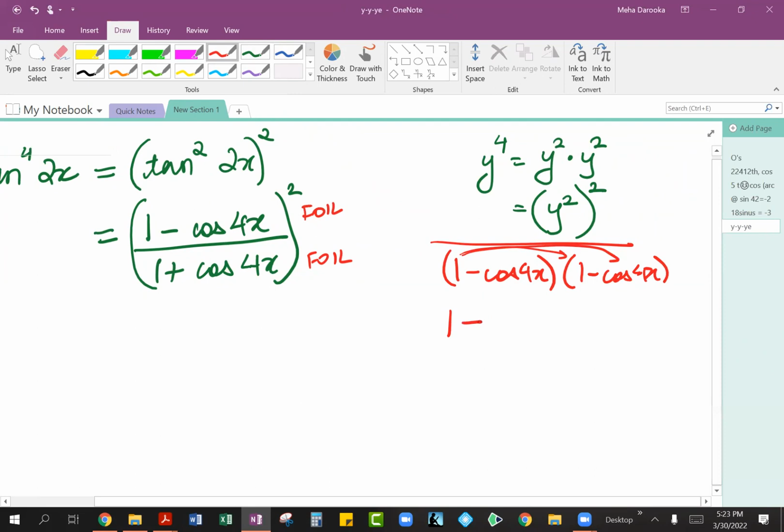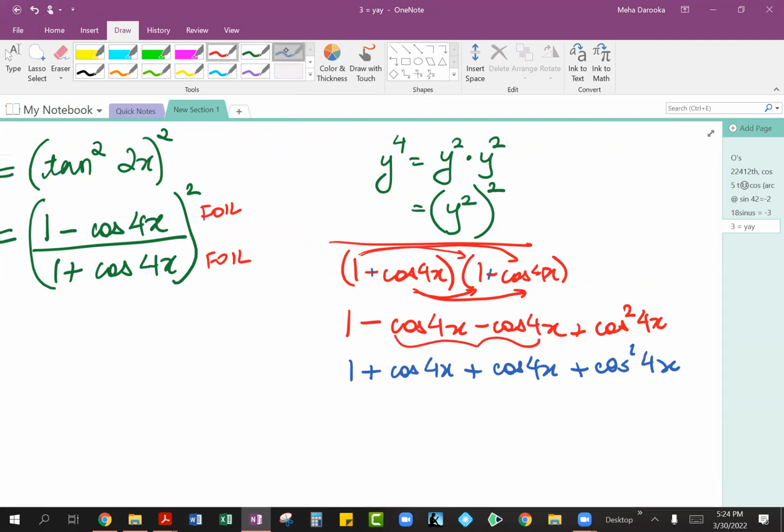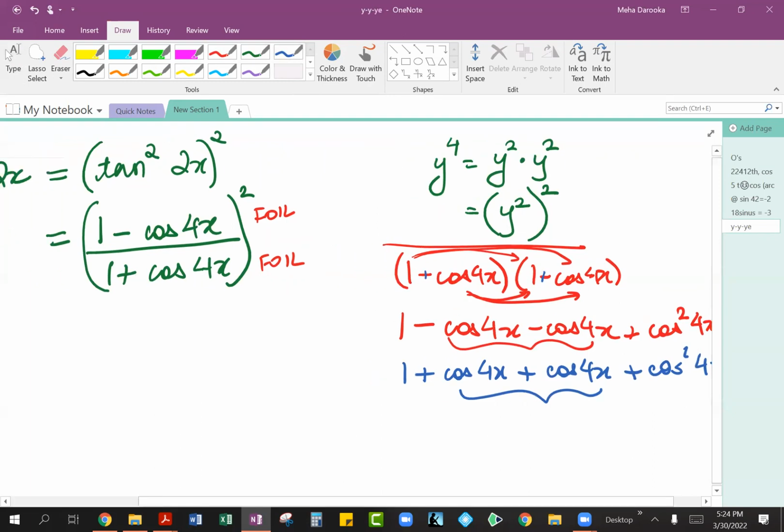And then 1 times negative cosine of 4x, negative cosine of 4x times 1, and then negative and negative will become positive. Cosine times cosine, so that will become cosine squared of 4x. Pretty much the same thing's going to happen with the denominator with the 1 plus. The difference will be when you make this into a plus, you will end up with 1 plus cosine of 4x plus cosine of 4x plus cosine squared of 4x. And then, of course, for each one of these, you will combine the middle term.